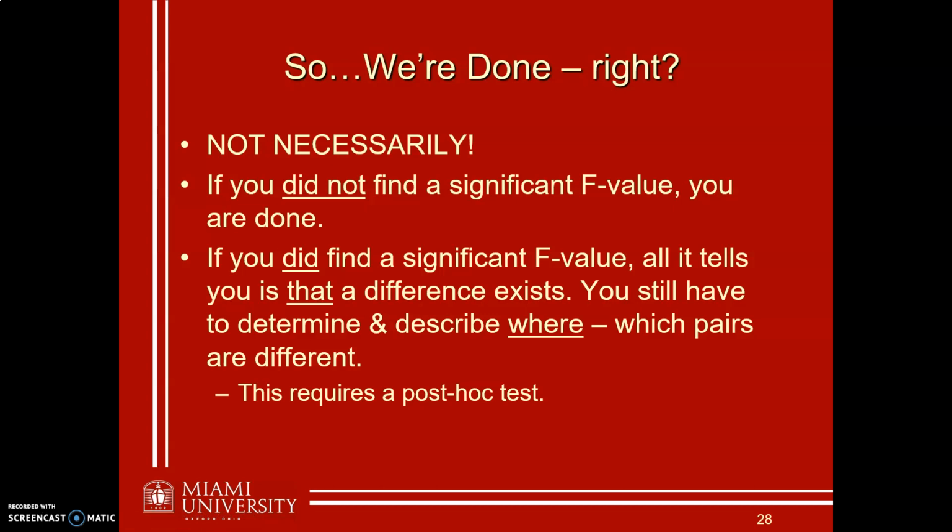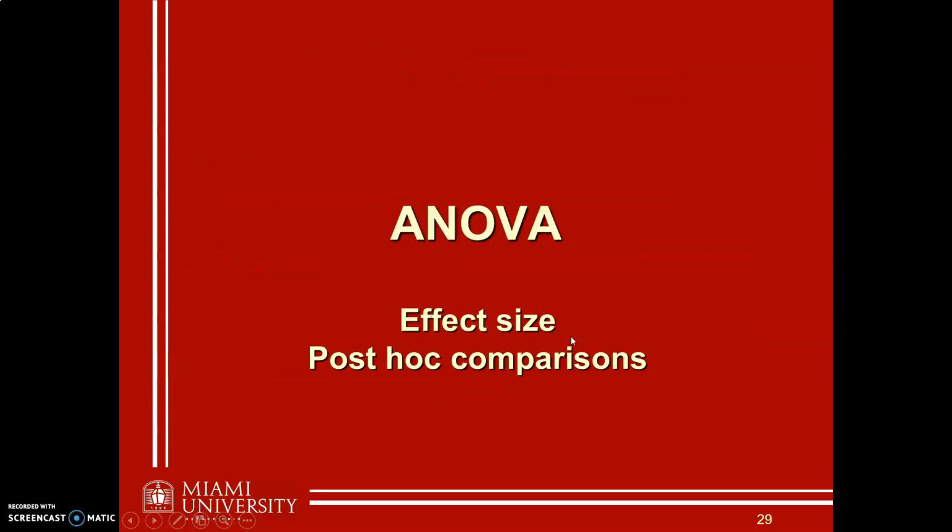So just like in a between subjects ANOVA, we're going to need to do a post-hoc test, an after the effect test, that helps us determine and describe where that difference exists, which pairs were different from each other. So that requires a post-hoc comparison. So this is a little bit more about effect size, if you haven't covered that before, and to tell you a little bit about how we tell which pairs were different within that ANOVA.